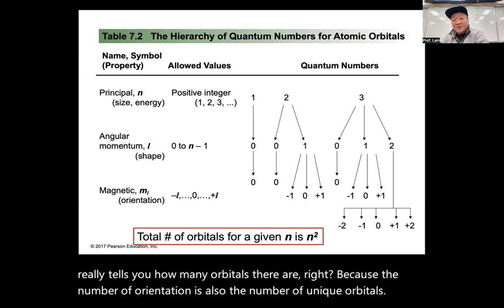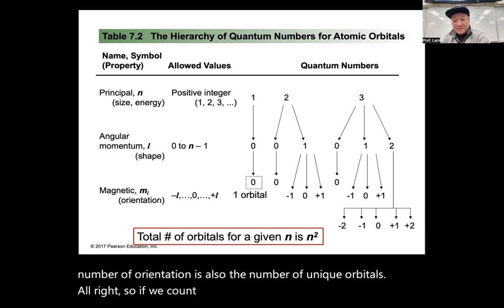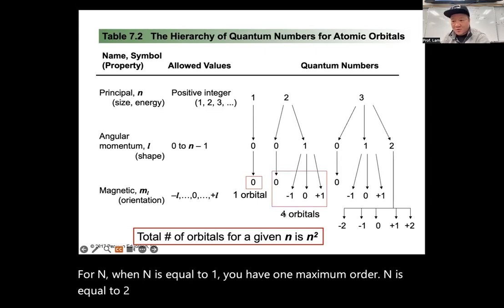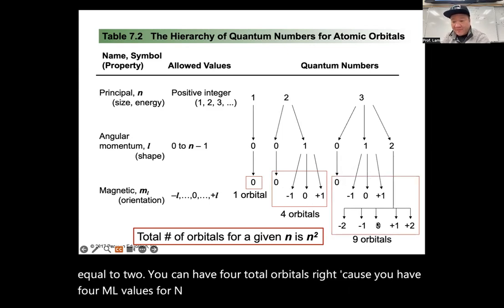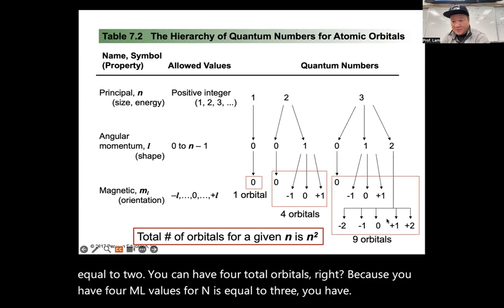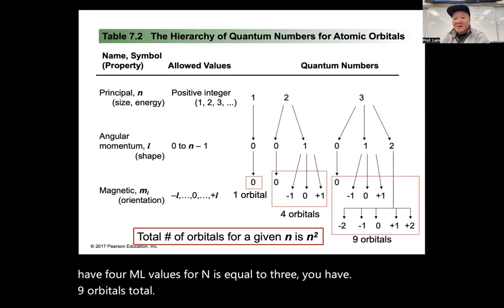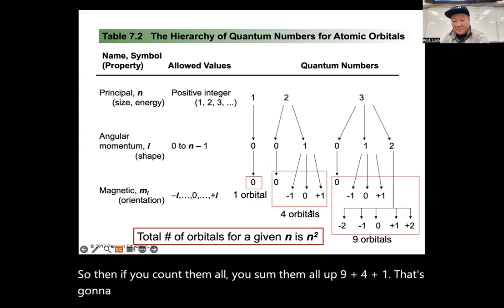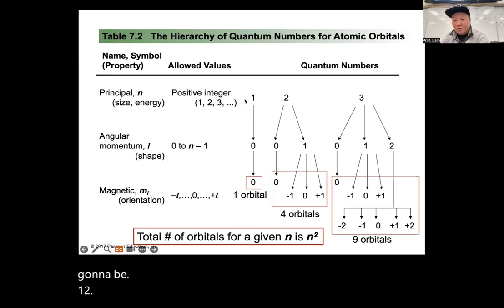All right, so if we count, guys, when n is equal to 1, you have 1 maximum orbital. N is equal to 2, you can have 4 total orbitals, right? Because you have 4 ML values. For n is equal to 3, you have 9 orbitals total. So if you sum them all up, 9 plus 4 plus 1, that's going to be 14, for n equal to 1, 2, and 3.